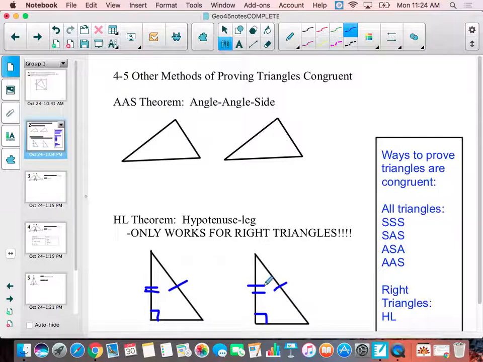Now, right triangles can be proven congruent with SSS, SAS, ASA, AAS. All those other ones can still prove two right triangles are congruent. It's just that with right triangles, you now have a fifth option, hypotenuse leg, as another way to prove triangles congruent.